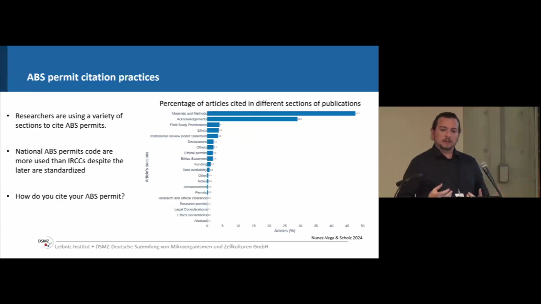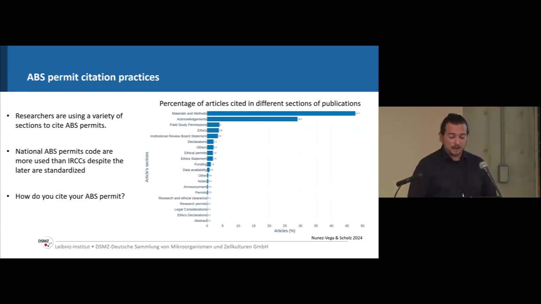So what we have here is some trends with these global indicators. These are not the only possible non-monetary benefits indicators, but these ones are showing us how science is giving back on this type of non-monetary benefits. Also, we found another useful piece of information in this sense. We saw how the scientific community is citing ABS permits on publications. So we saw some practices that happen.